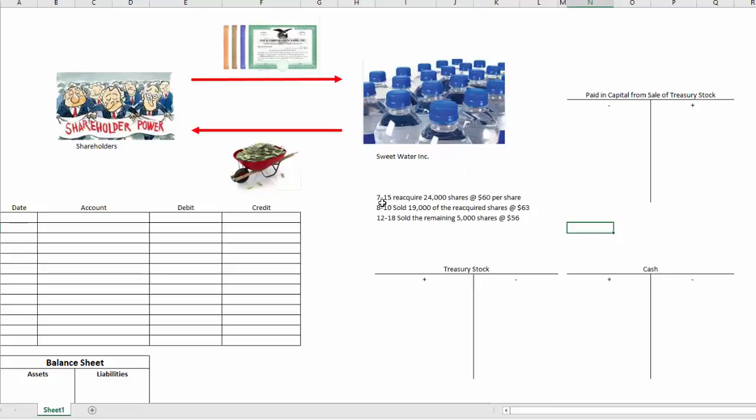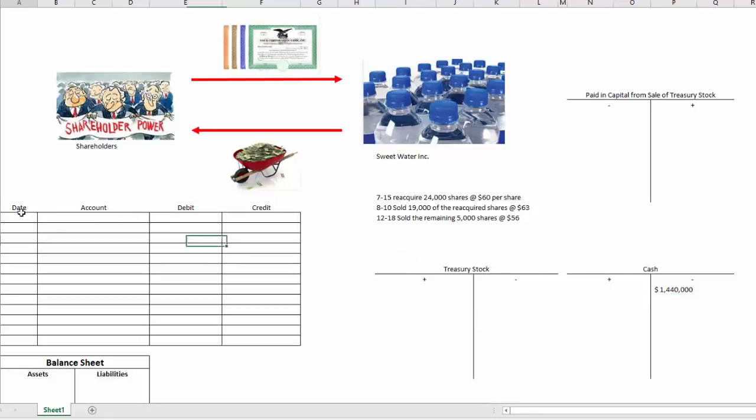And so that's what happens on July 15th when we reacquire 24,000 shares, and the market price is $60 a share. Right? So that just represents what we have to pay to retrieve the stock. So, okay, obviously our cash is leaving. So I have cash over here. My cash account will decrease, which is represented by a credit, and cash is an asset. It's going to decrease by 24,000 shares times the price I'm paying per share, $60, which is $1.44 million.